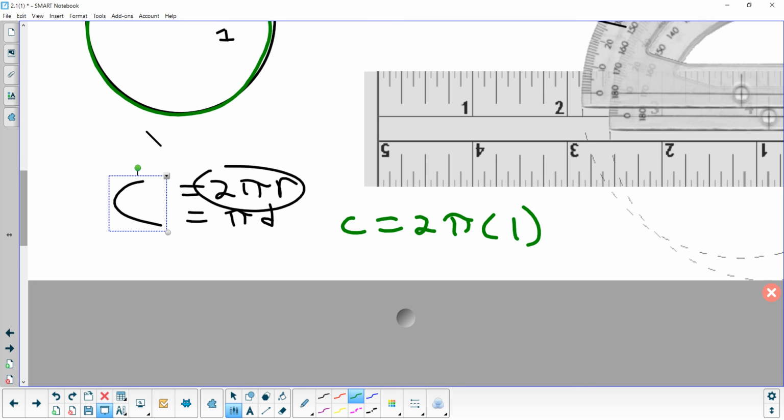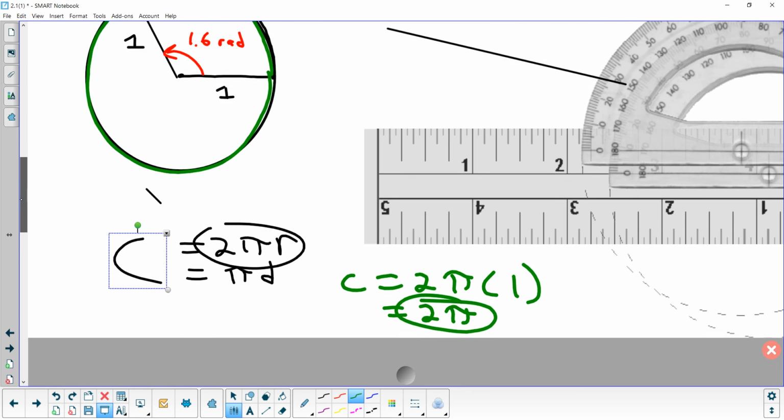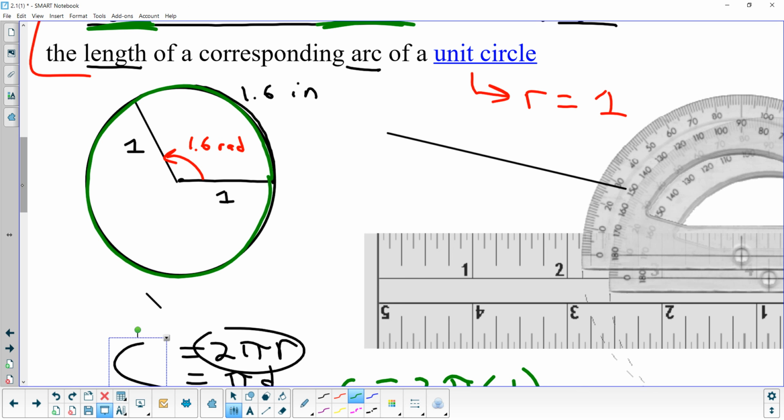2 pi times 1. I'm not going to round it. I'm just going to leave it like that. So this circle has a circumference of 2 pi. So now I know how big this thing in green is. It's 2 pi. So what does that mean that the size of the angle would be that goes all the way around the circle?